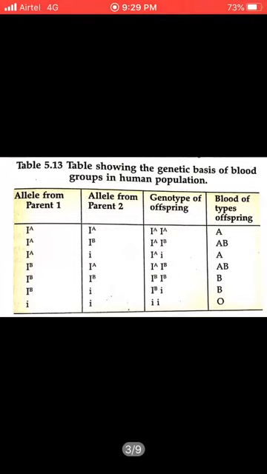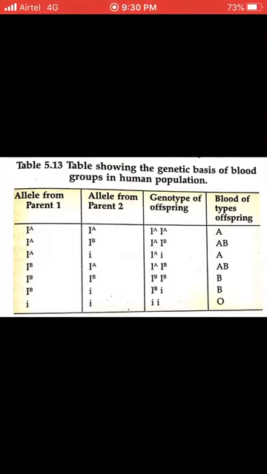In the second case you can see parent 1 is having antigen A, but parent 2 is having antigen B, IB, then the genotype of the offspring will be IA IB. Then both the antigens are there, so the blood group will be AB. Understood? In the third case you can see IA, and parent 2 is having small i, meaning there is no antigen. So the genotype will be IAi. That means only antigen A is there, so the blood group will be A.